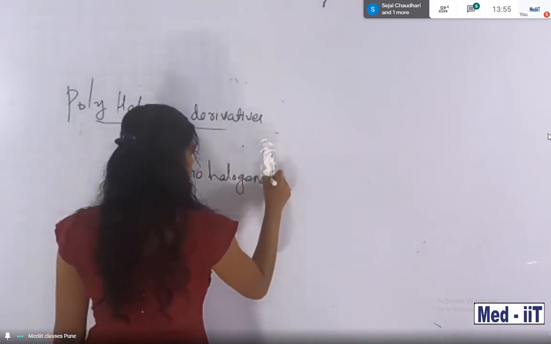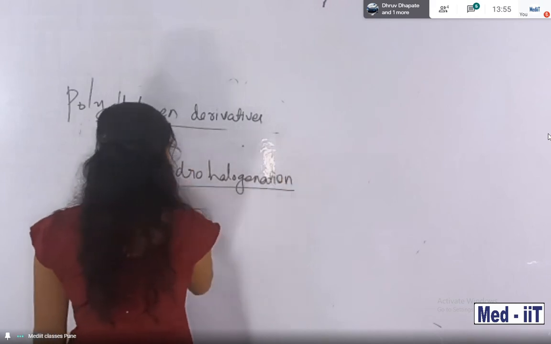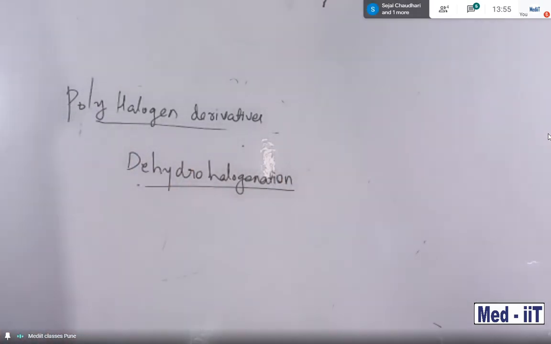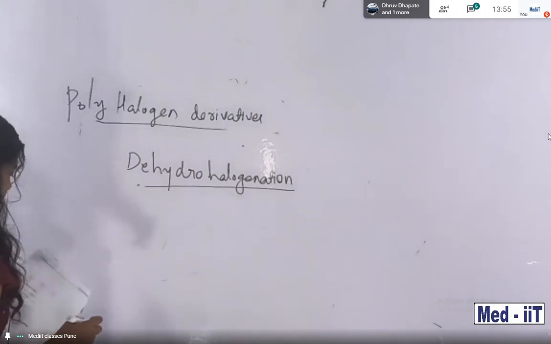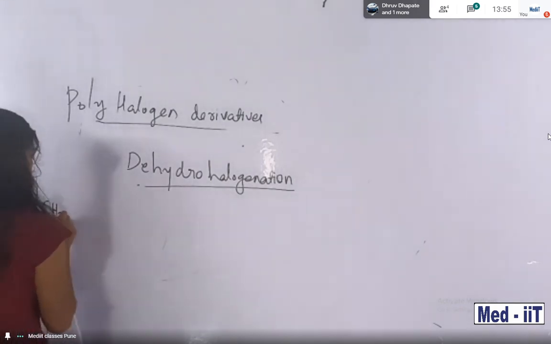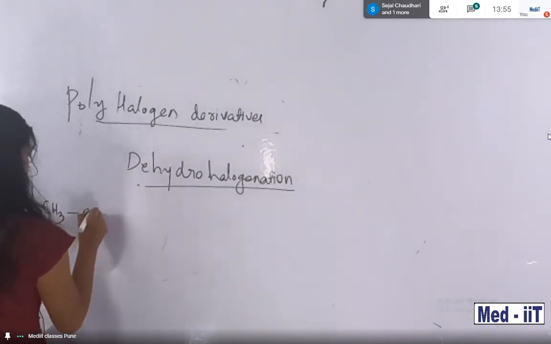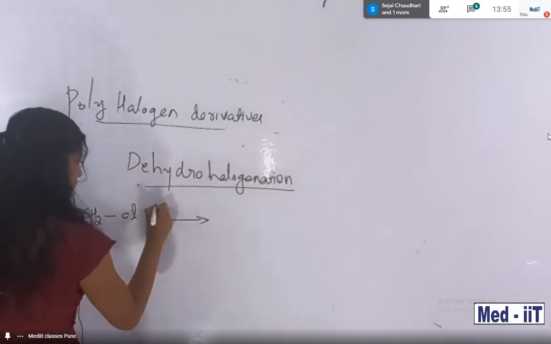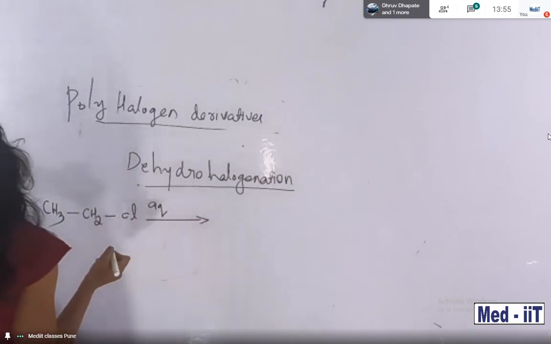Dehydrohalogenation. Here, students, I am suggesting you CH3CH2Cl is with you, na? With aqueous KOH.